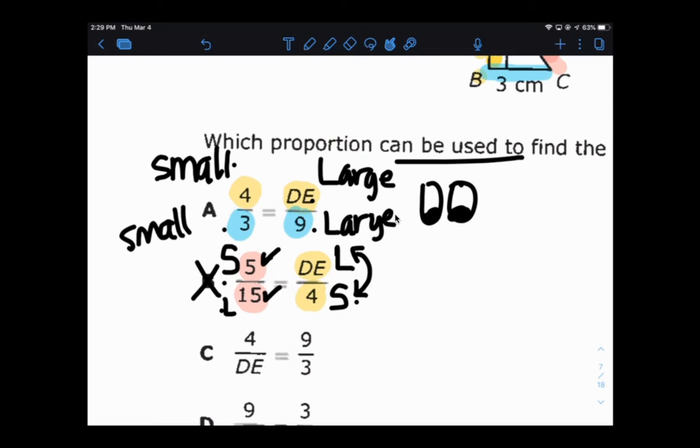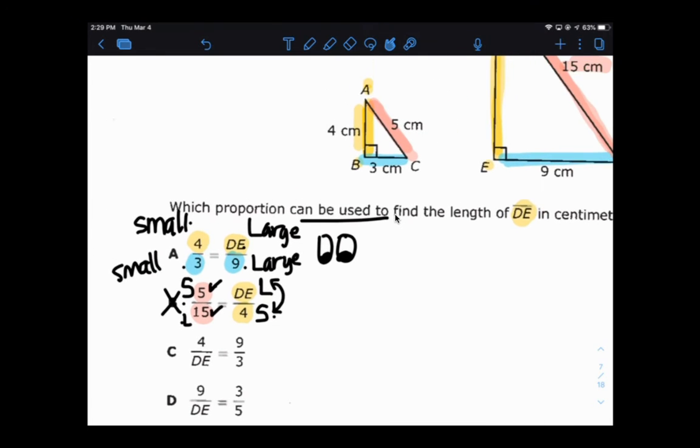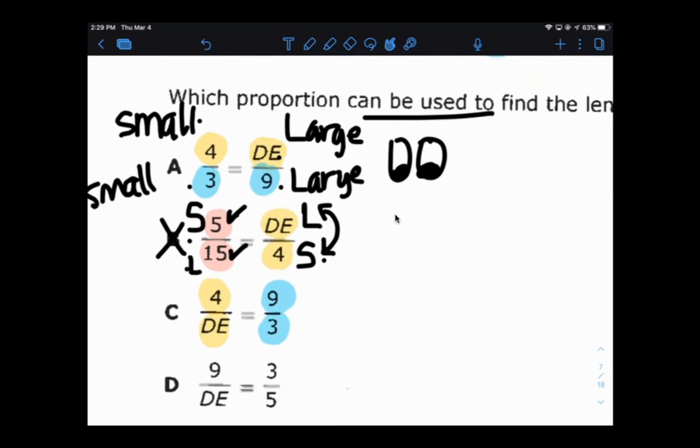All right. So then let's verify letter C. I have 4, I have it as yellow. And then DE, I have it as yellow as well. All right. And then they're choosing 9. 9 is blue right here, right? And 3. Again, it looks correct, right? Because the colors are lined up.